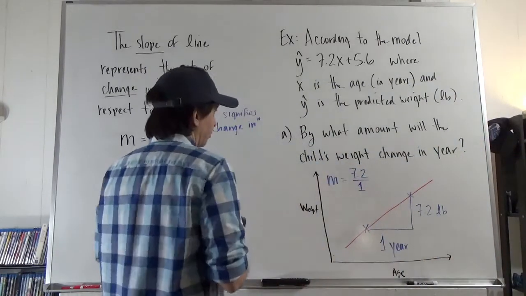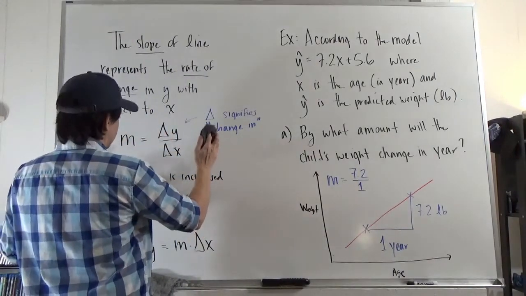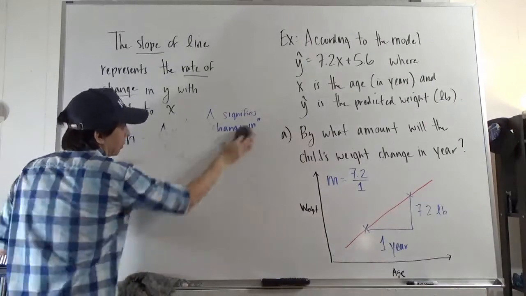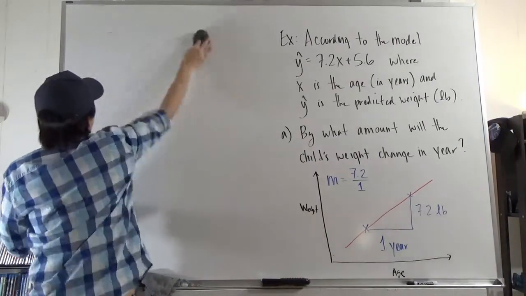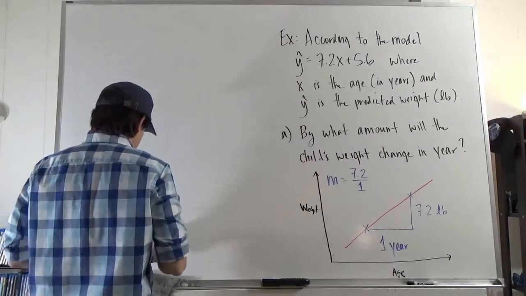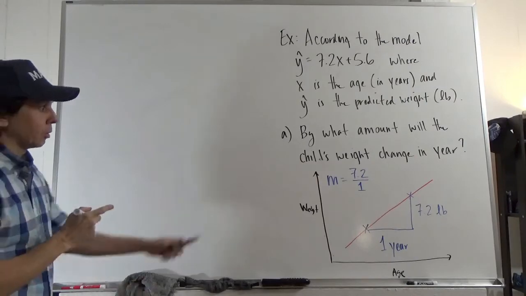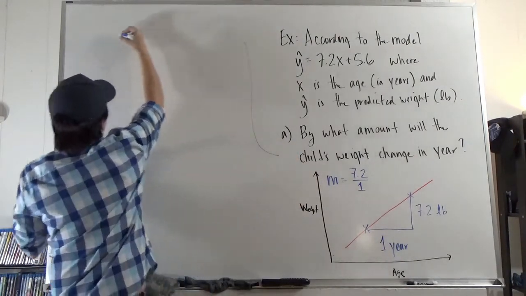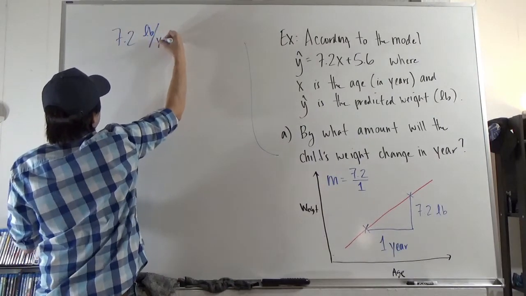Let me write that in as a formal answer because it was a question, but I don't have any space for my answer, so let me clear some of this. Okay, so the answer for this question is 7.2 pounds per year.